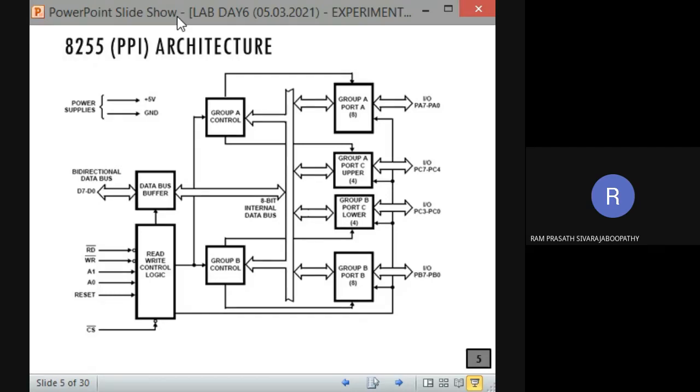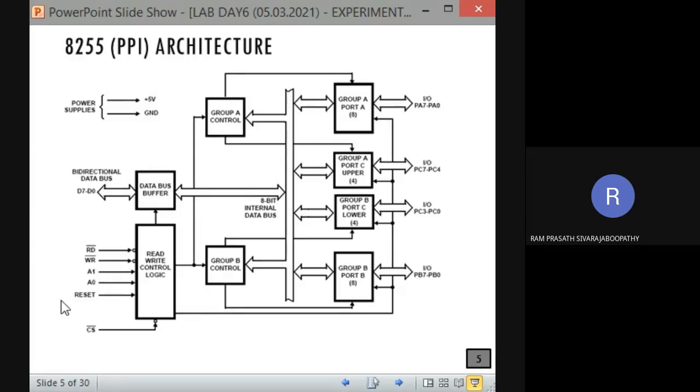So RD bar, what it is going to do is, it will enable the read operation, which is done by the microprocessor. Whenever your microprocessor wants to read some data, it will pull RD bar pin low. Whenever it wants to write some data into the port, it will make WR bar pin low.